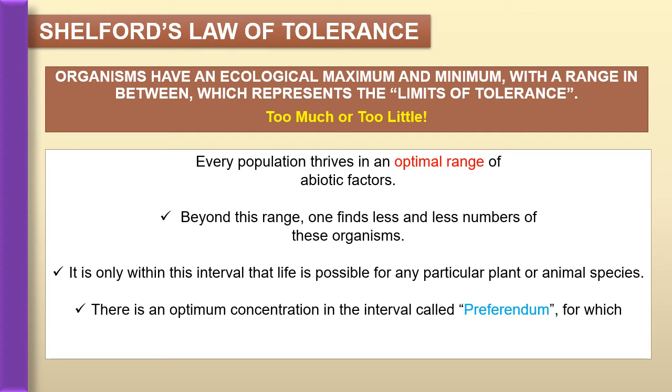There is an optimum concentration in the interval called preferendum. So, preferendum is the preference of a species for a particular environmental variable like temperature, salinity, etc., for which metabolic processes occur at maximum speed. So, in the preferendum or preference zone, metabolic processes always occur at the highest speed.